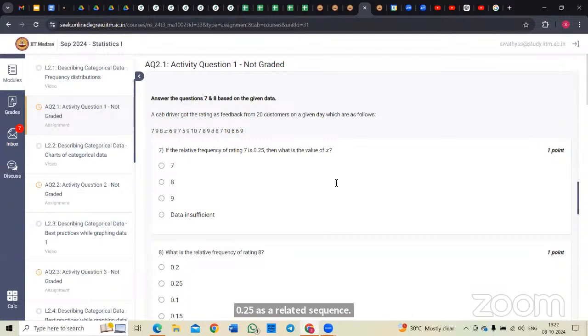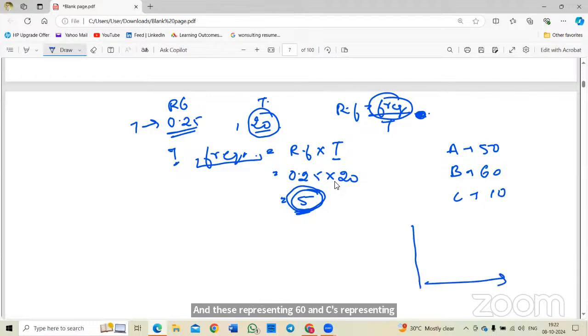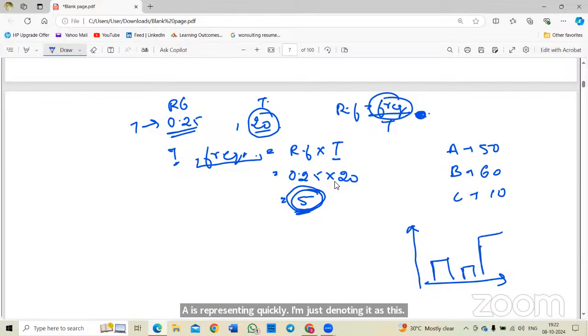Understood. Ma'am, one more doubt. Can you please explain the difference between the area principle and manipulating the y-axis? See, the area principle says that if A is representing 50, B is representing 60 and C is representing 10, I'm drawing a bar chart here. A is representing 50, I'm just denoting it like this. Then B is representing 60 and C is representing 10. This is A, B and C. Is this the correct representation?